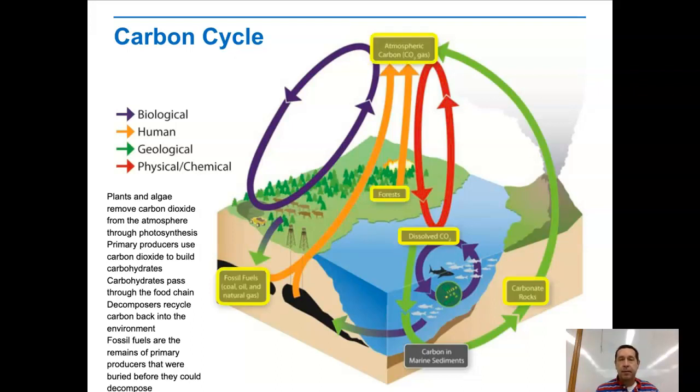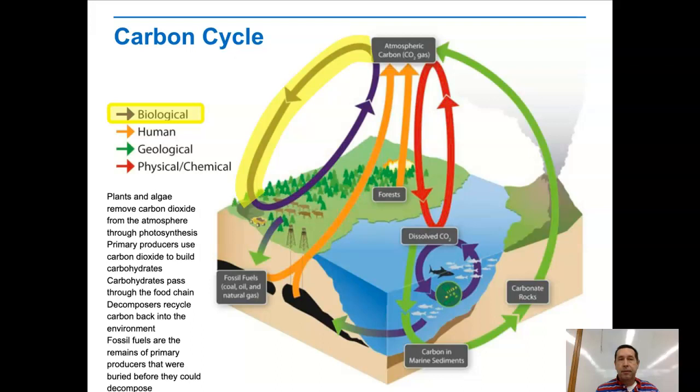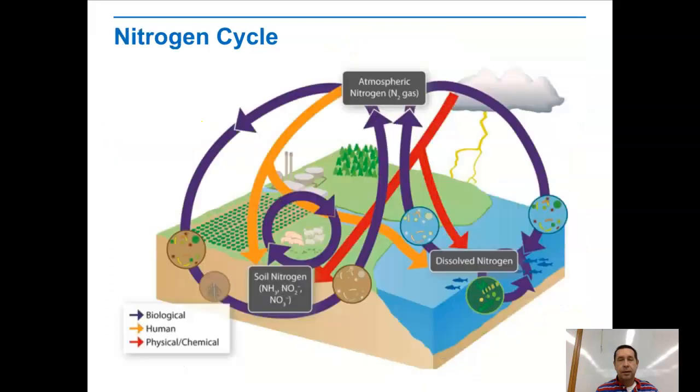You can see the different reservoirs: the carbonate rock, the dissolved carbon dioxide, the forest, the fossil fuels, and the atmospheric carbon. Yes, the biological processes we talked about, you've got some geological processes, physical chemical changes, and human-caused changes.